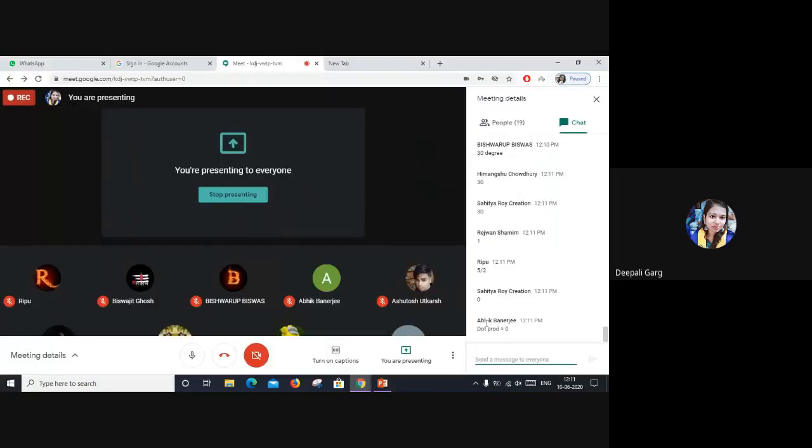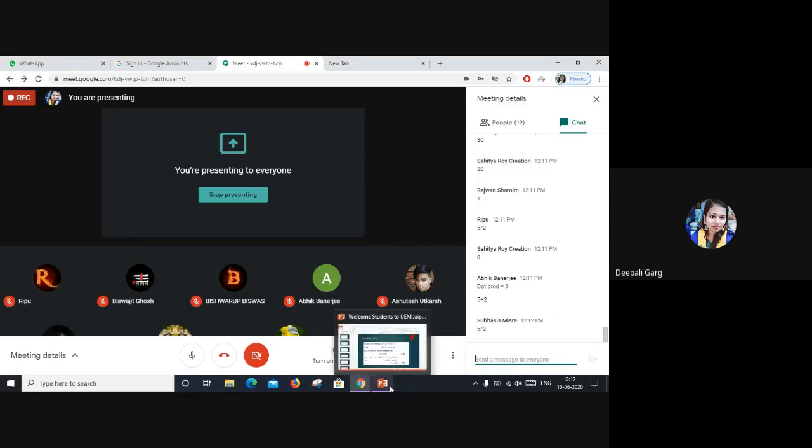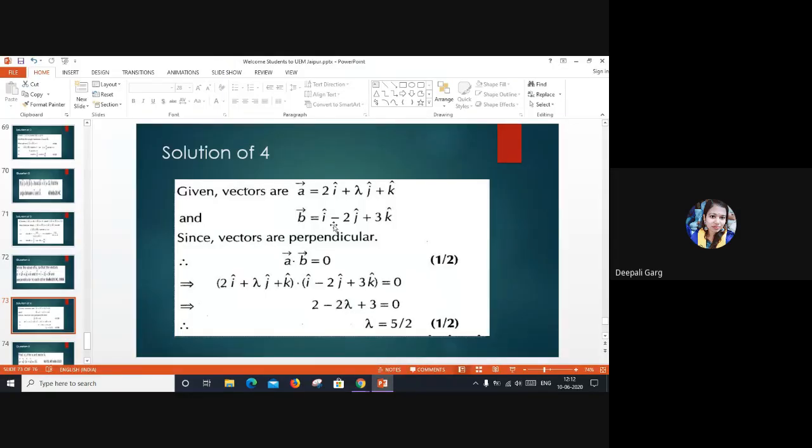Abhik is saying dot product is equal to 0. Ripu, your answer is right. Abhik, your answer is also right. Rijwan, your answer is not right. Correct. Sahita, maybe you are telling about a dot product has to be 0. So people who don't know how to solve this can see the solution from the PPT.